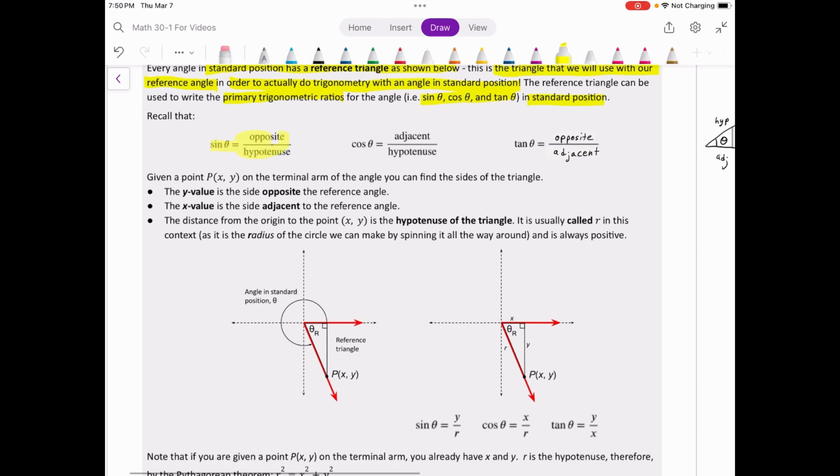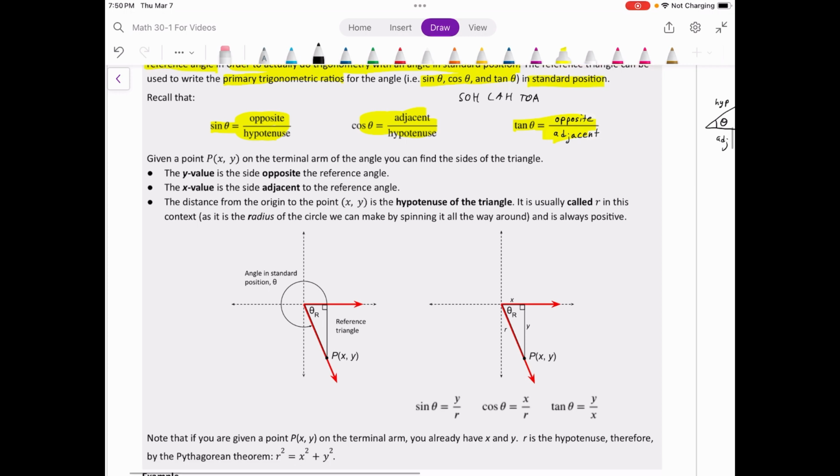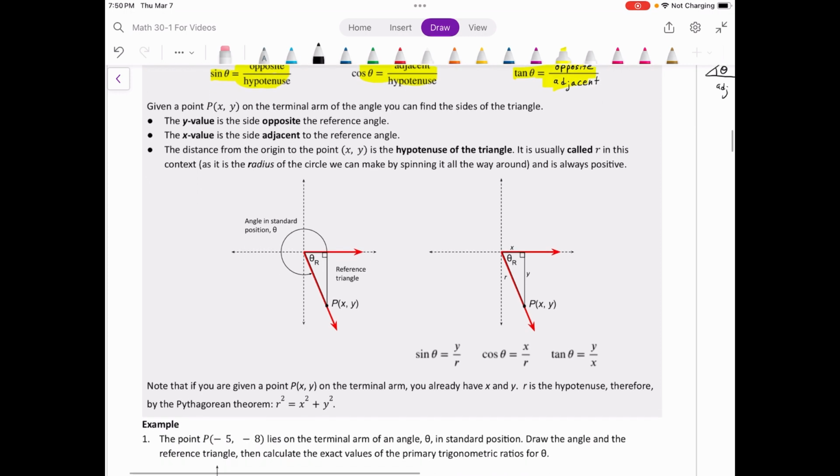So again, here are those trig ratios. SOHCAHTOA, sine, cos, tan. SOHCAHTOA is just a way of remembering it. You technically don't have to memorize it because it is on your formula sheet, although I'm sure at this point in your math careers, you've memorized it whether you intended to or not because you use it so much.